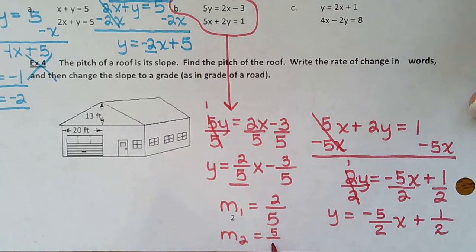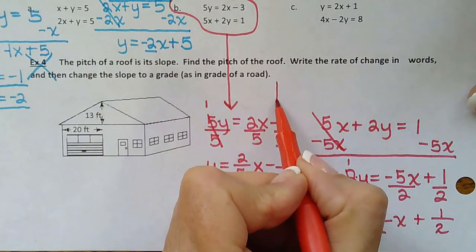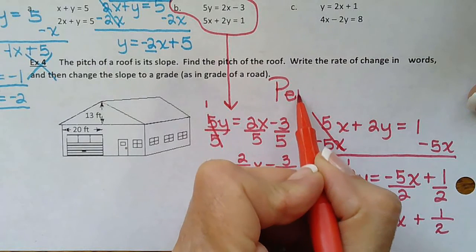So now's the determination. Now we have to determine whether they're parallel, perpendicular, or neither. Are they the same? Nope, so they can't be parallel. Are they opposites and reciprocals? Yes. So these two lines are perpendicular.